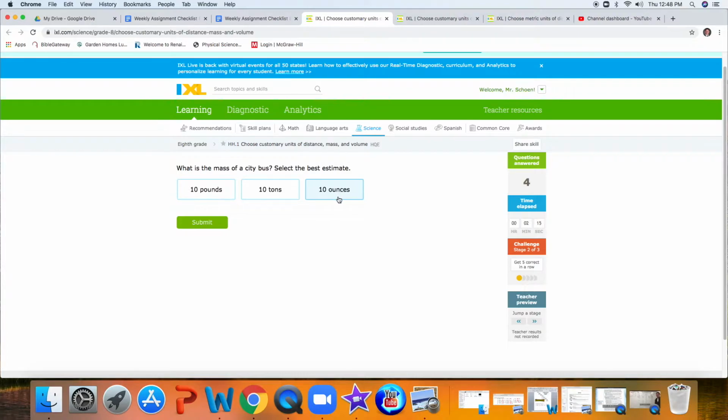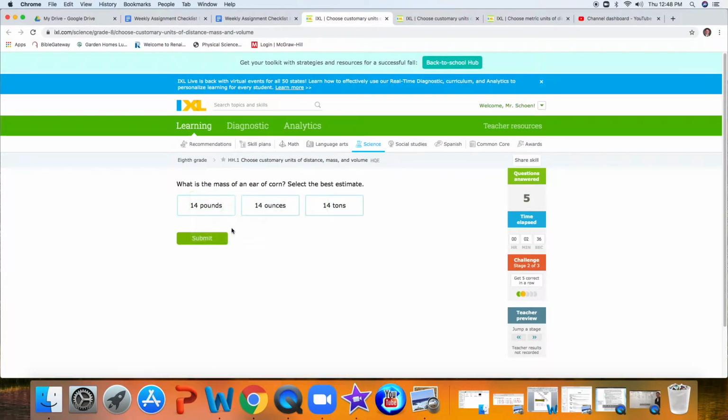Ounces is a measurement of the liquid mass or volume of an object. Pounds would be how we're measuring how heavy something is, and tons is a way in which pounds can be turned into a different unit. 1 ton is equal to 2,000 pounds. So 10 tons would be 20,000 pounds. How heavy is a city bus? Probably going to be pretty close to that highest value.